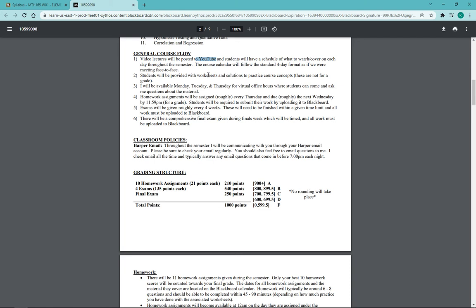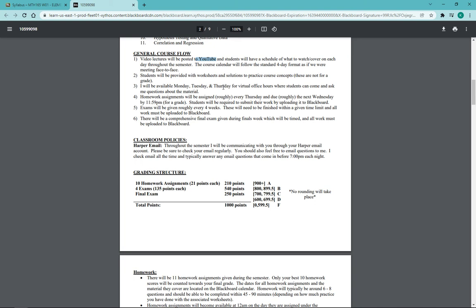So I've provided worksheets and solutions to help practice concepts within the class. These are not collected, they're not taken for a grade or anything like that. They're just there for practice. So it's going to be very crucial that after you've watched those videos, you go practice the concepts. You make sure you understand what's going on. Then you'll probably still have a lot of questions.